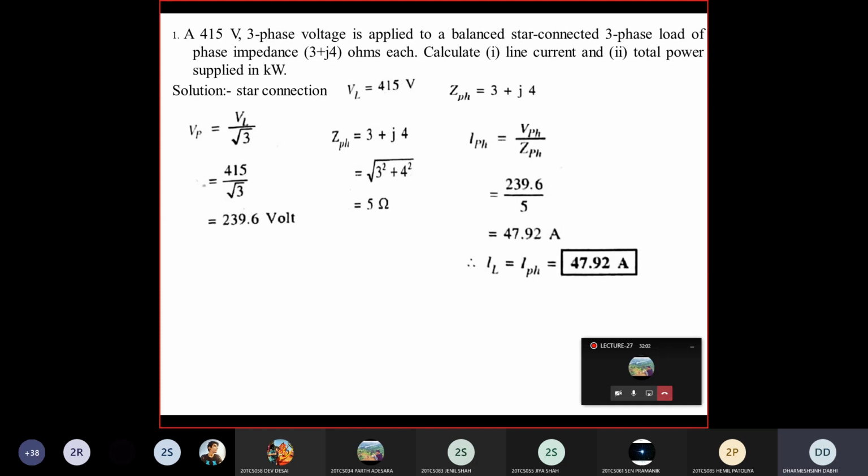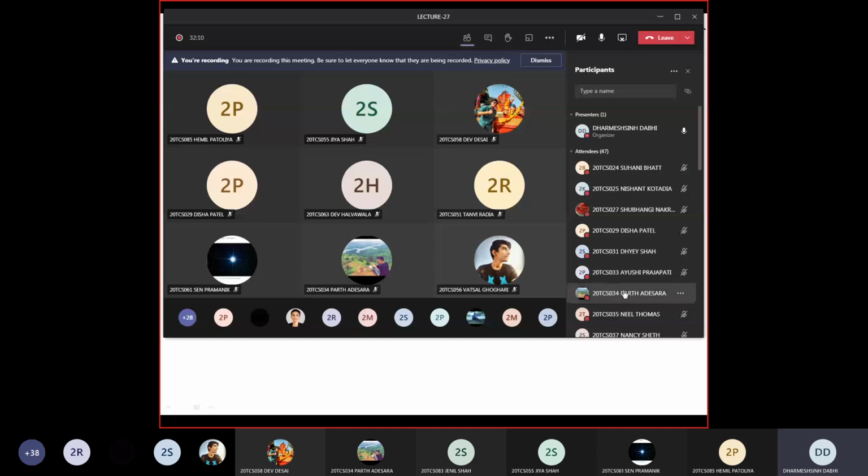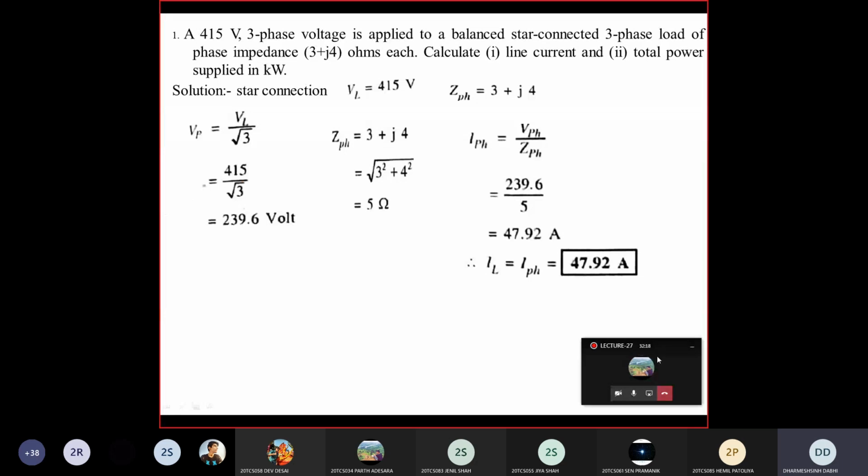Total power, give me the answer. Calculating. Yes. First of all, you need the power factor. The equation is √3 VL IL cos phi, or you can write 3 VPH IPH cos phi. Clear? So first of all, you need to find out the power factor.